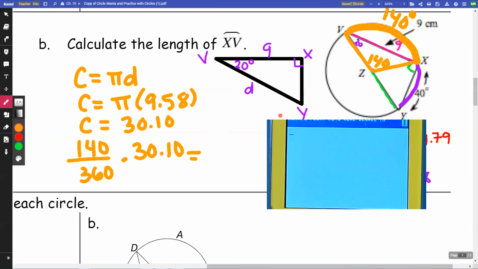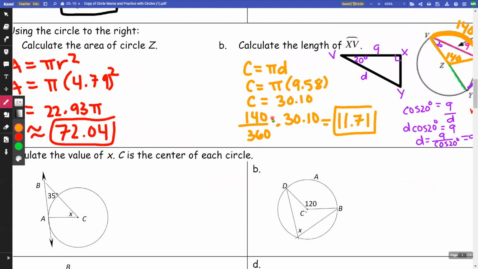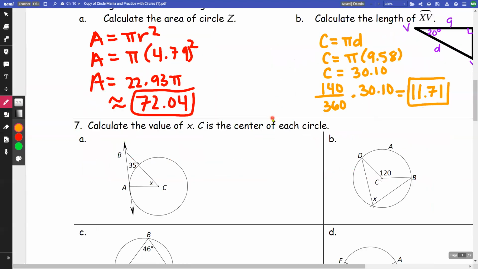So I'm going to have 140 over 360 times 30.10, and I get 11.71. 11.71 units. Centimeters in that case. This one is centimeter squared.